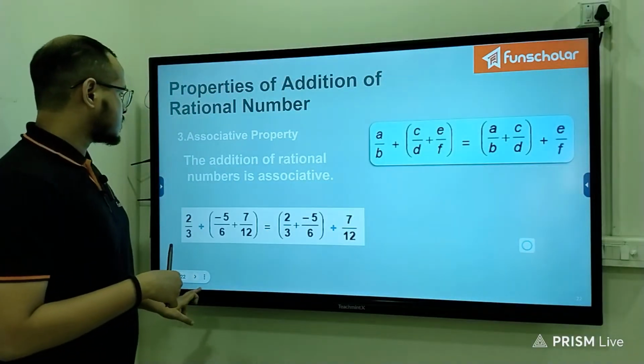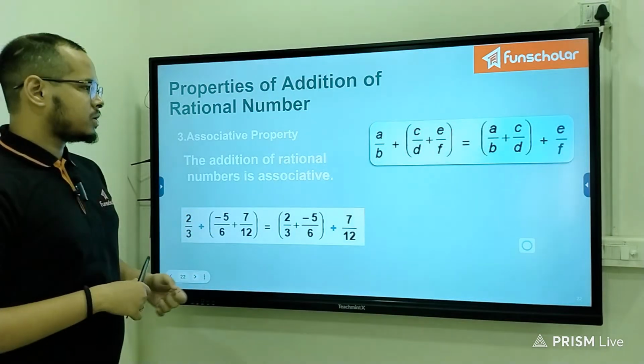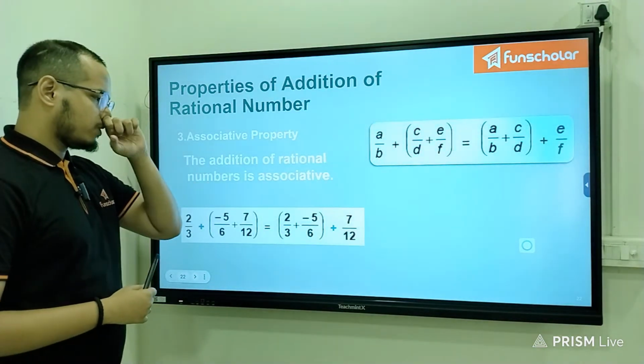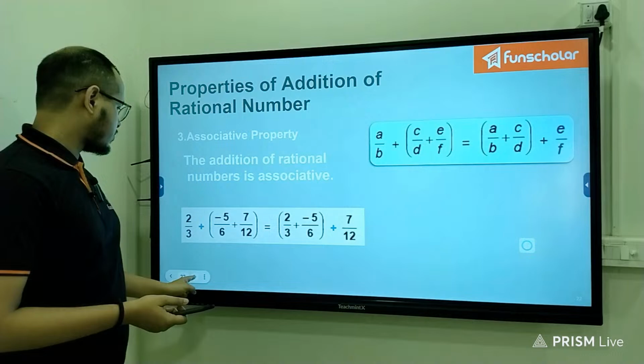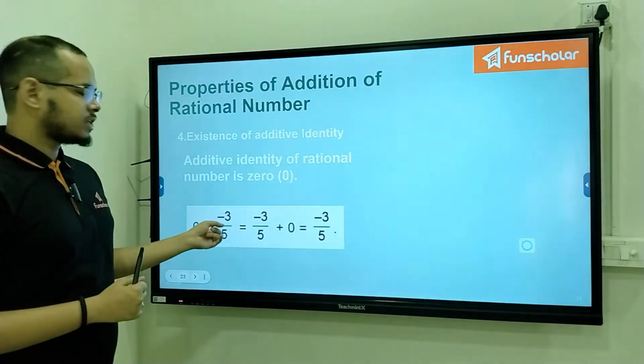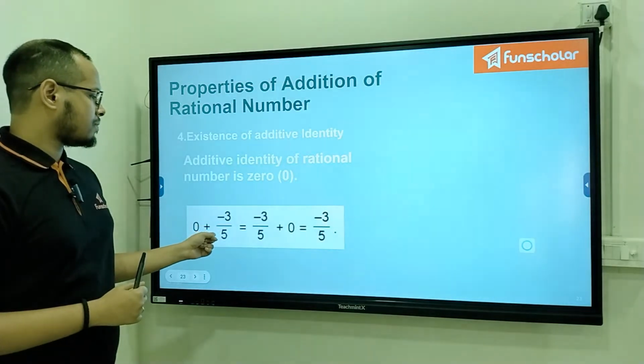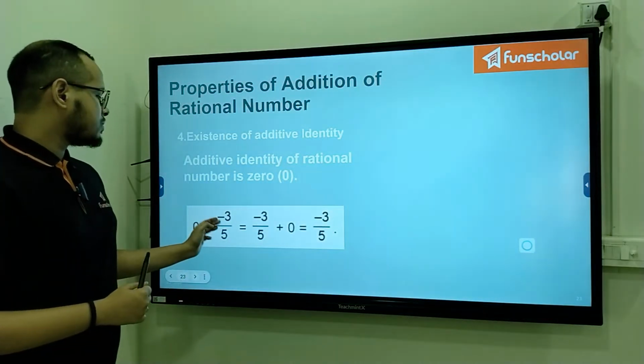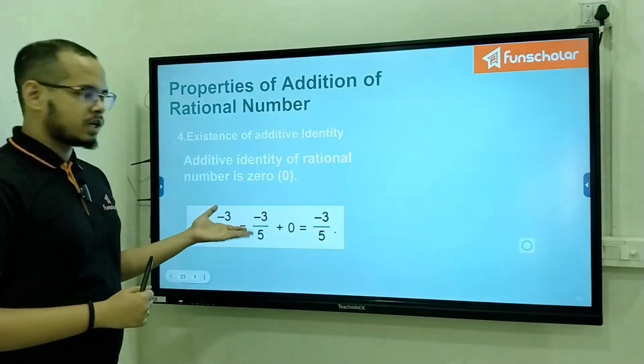Now, associative property we've already learned. This is the property, and we know how to solve it one by one. We have already watched the video regarding this. Now, existence of additive identity. This is also covered in the zero property theorem. So 0 plus any rational number will give us that number itself.